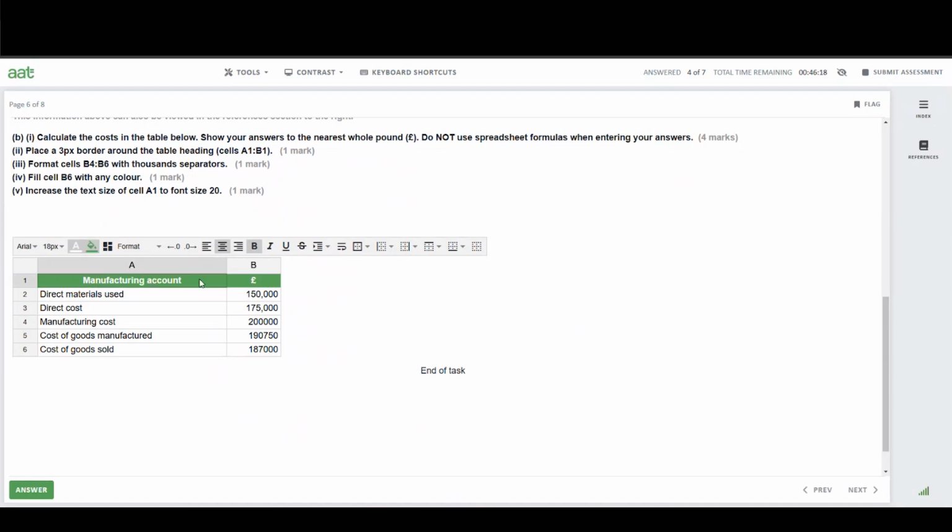So let's highlight the cells that we want that border to go around. Okay, we want a 3px border around the table heading. So the table headings is cells A1 and B1. So I've highlighted those. I can now put a border around those cells, a 3px solid black border. So can you see we've now got a dark border all around there.